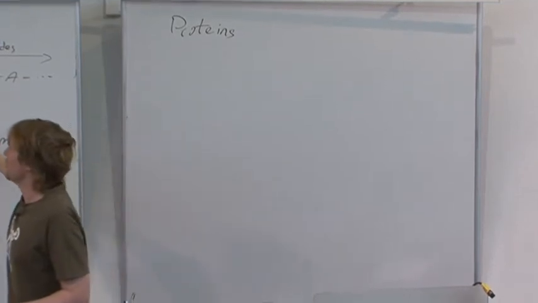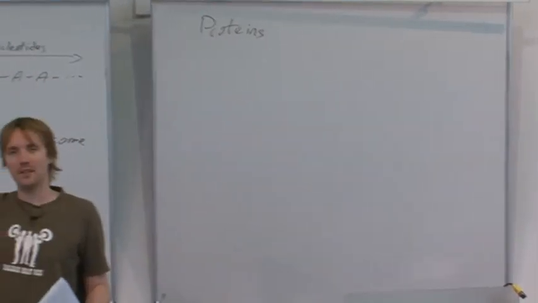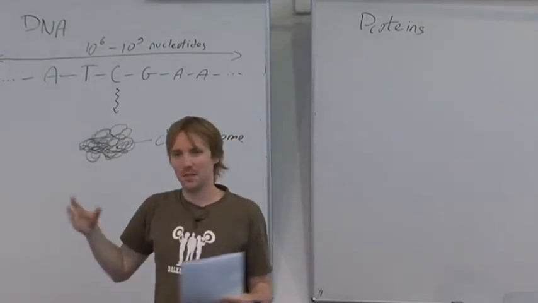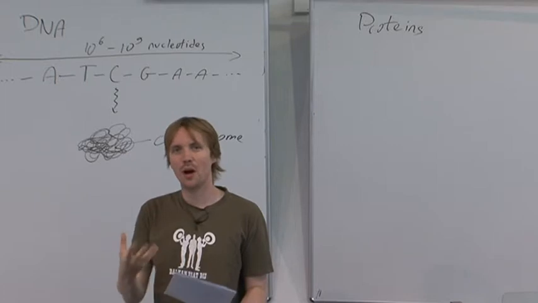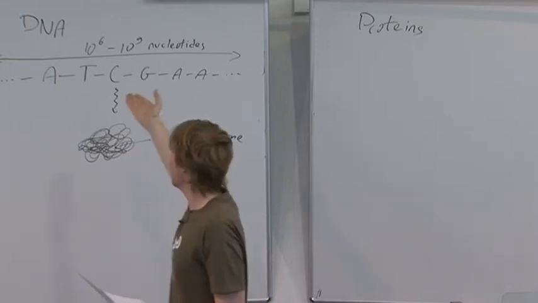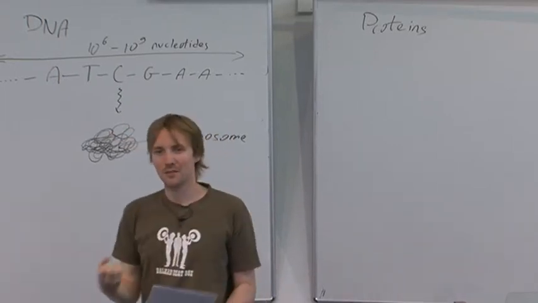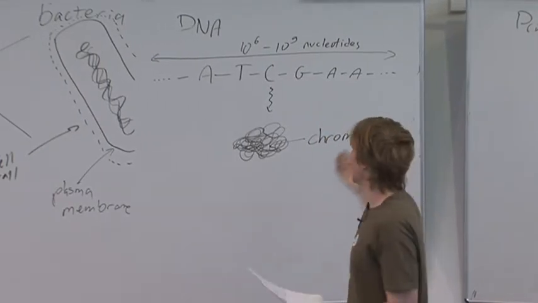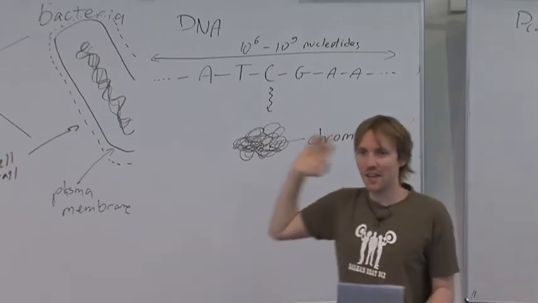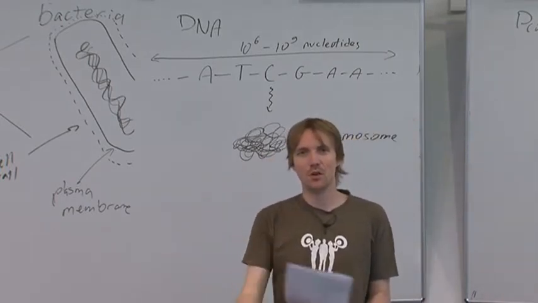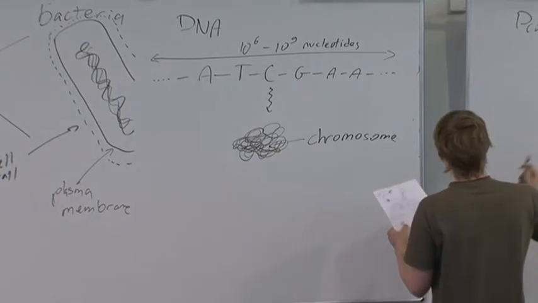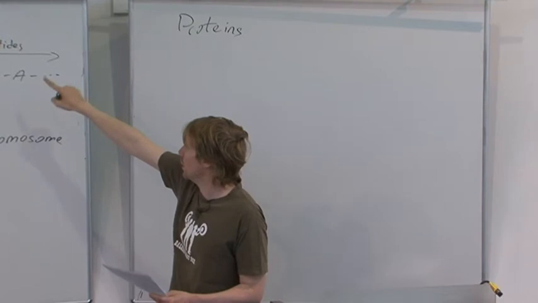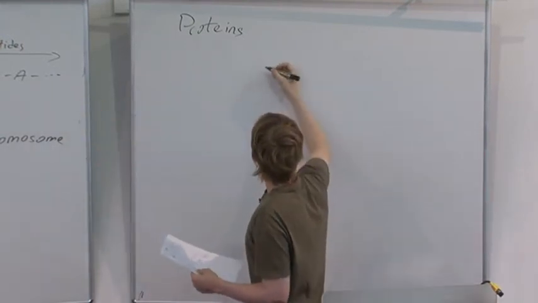Okay, so why do we need proteins? Well, if you just take DNA and put it in the cell, not much will happen, because DNA is basically an information carrier. It tells you how to build a cell, but by itself it doesn't have activity. So to make something happen in the cell, you need the active tools of life. These are called proteins. Proteins have a different chemical nature than DNA. They're not made of nucleotides. Instead, they're made of amino acids.